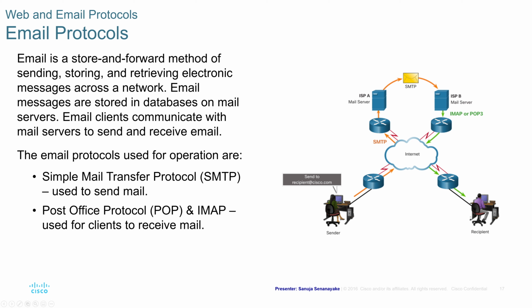In this example, the sender is sending an email to someone at cisco.com, and it goes through using the SMTP protocol across maybe multiple servers and multiple routers and switches on the internet, and it reaches the recipient, but the recipient will be using IMAP or POP3 to receive that data. So the sender is sending using SMTP, while the recipient is using IMAP or POP3 to retrieve that email.